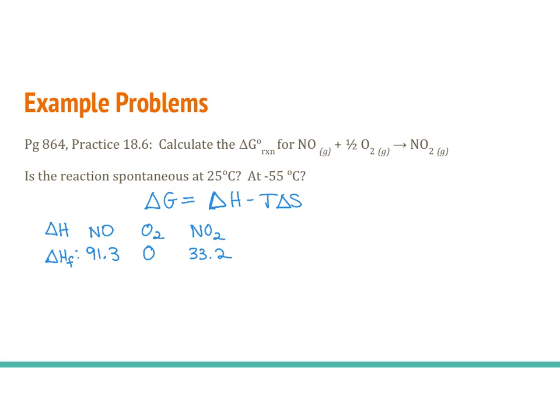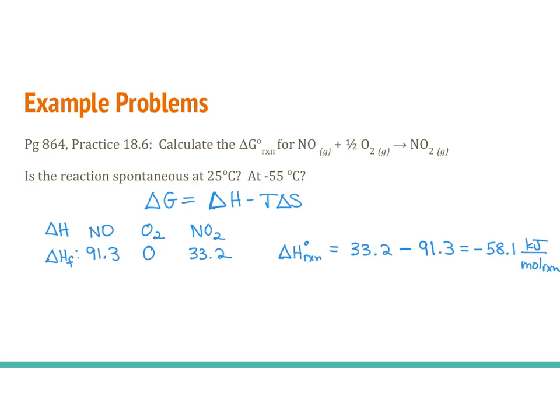So heat of reaction is products minus reactants, and I have to take into account coefficients. So it'll be 33.2, that's our product, minus 91.3, and in this case there's no coefficients because those both have coefficients of 1. So I got that the heat of reaction would be negative 58.1 kilojoules per mole of reaction.